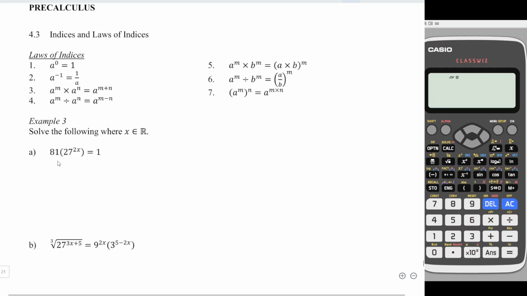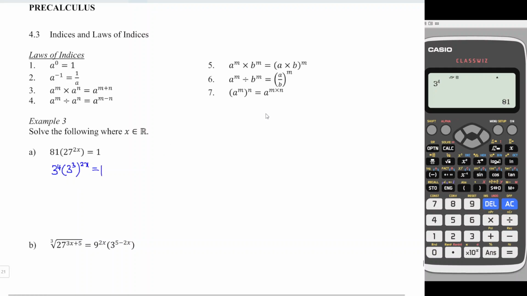So for part A, what we have to do here is first to figure out the common prime factors of the question. From here, we can see two numbers, 81 and 27, so we can think of the number 3. If we raise it to the power of 3, we will obtain 27, and if we raise it to the power of 4, we will obtain 81. Which means that we can rewrite the equation as 3 to the power of 4 times 3 to the power of 3. This is only for 27. We still have the power 2x. The whole thing with power 2x is equal to 1.